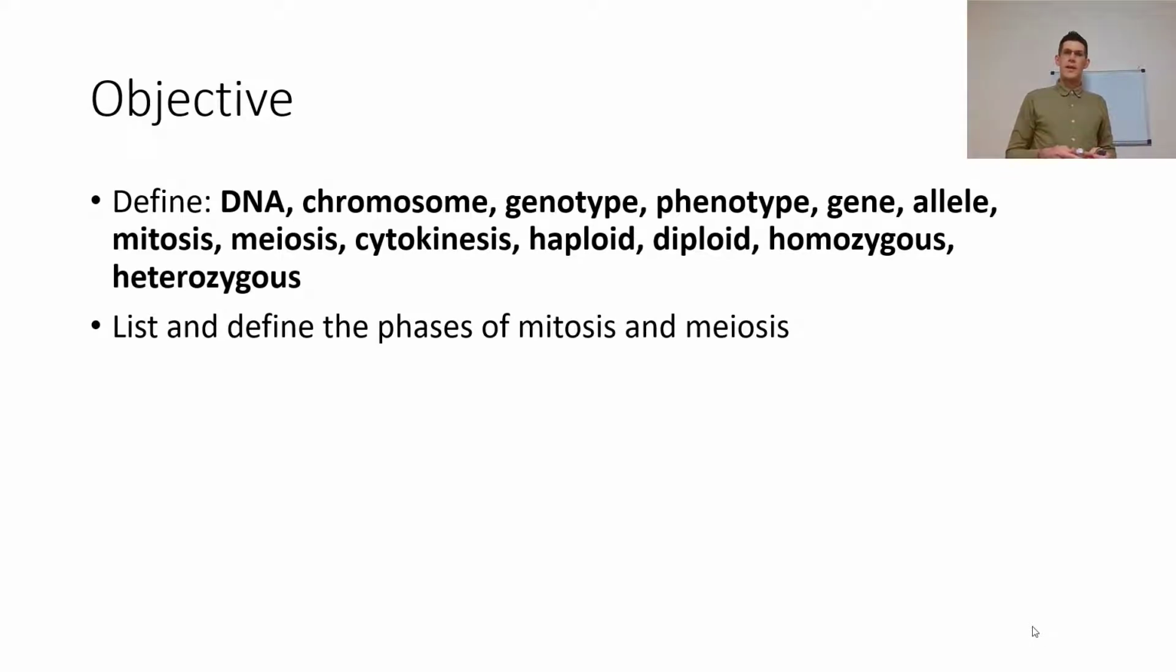In this lecture, I'd like you to define DNA, chromosome, genotype, phenotype, gene, allele, mitosis, meiosis, cytokinesis, haploid, diploid, homozygous, and heterozygous. That's a lot. List and define the phases of mitosis and meiosis. And by define, I mean what's going on during these.